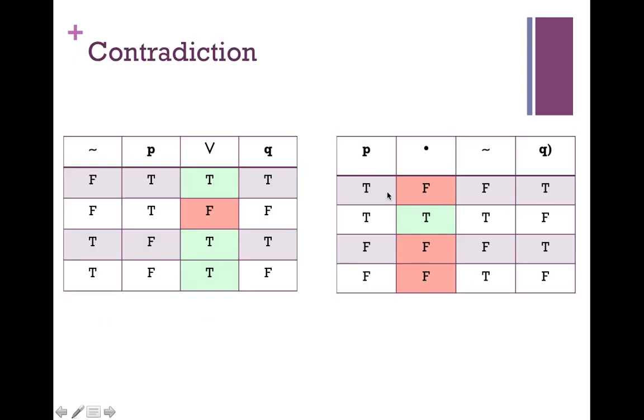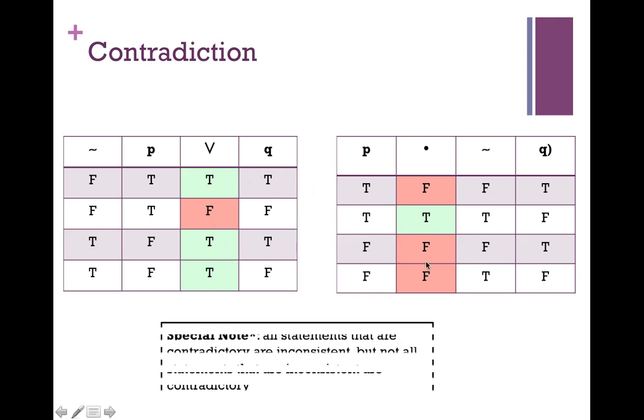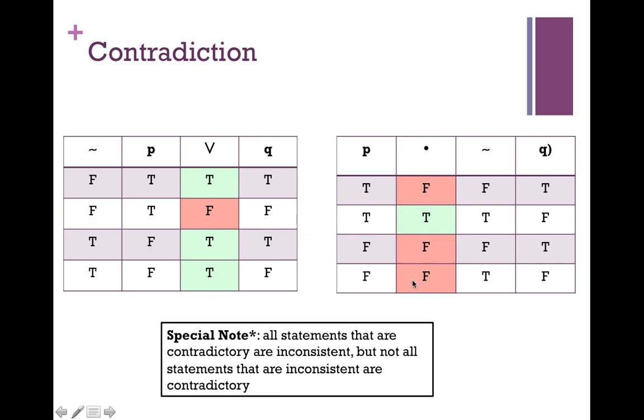So let's look at these right here. We have not P or Q, and we have P and not Q. And notice here, this one's true and this one's false. This one's false and this one's true. This one's true and this one's false. This one's true and this one's false. They have the opposite truth value in every single row. And for that reason, they contradict each other.